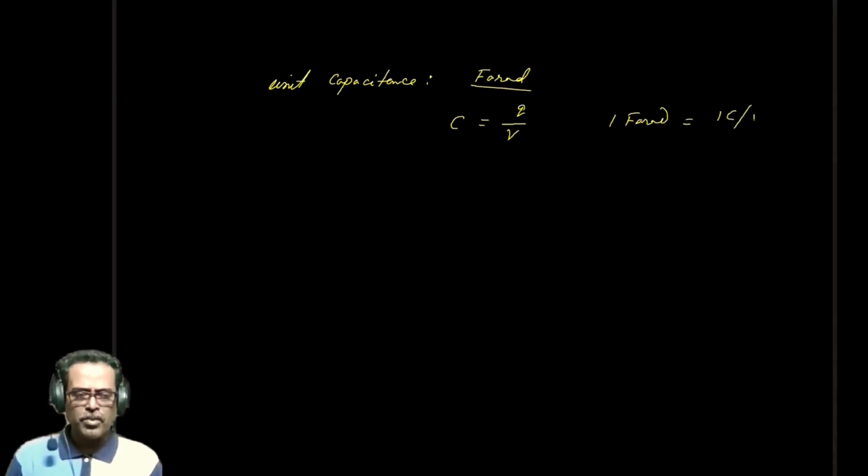Now, the unit of capacitance. The SI unit of capacitance is the farad, and if we write the formula C = Q/V, then 1 farad is equal to 1 coulomb per volt. But it is a very large unit. In practice, we usually use the microfarad, which is 10^-6 farad, or the nanofarad, which is 10^-9 farad.